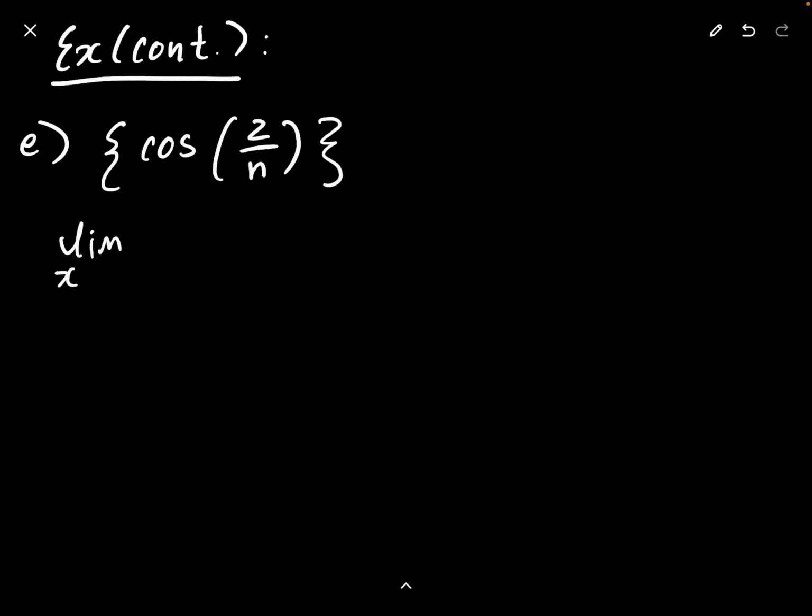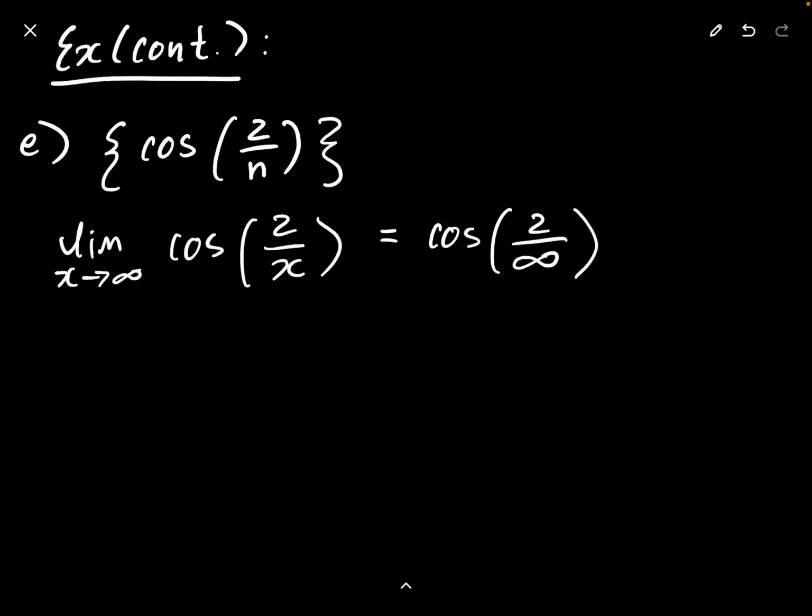So we'll take the limit as x becomes large of cosine of 2 over x. So here we have cosine of 2 over infinity, which will be cosine 0, and cosine 0 is 1. So the sequence converges to 1.